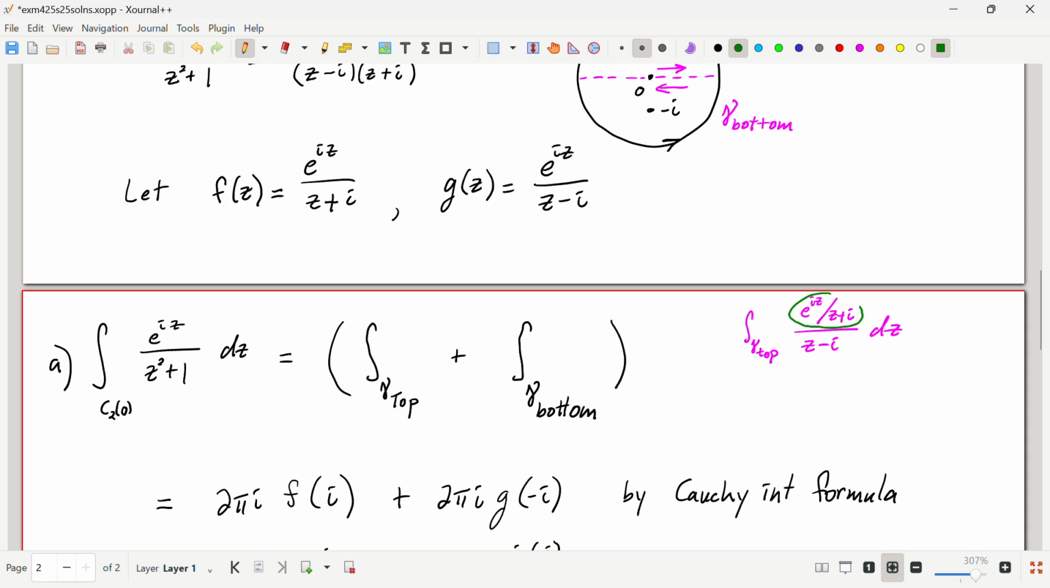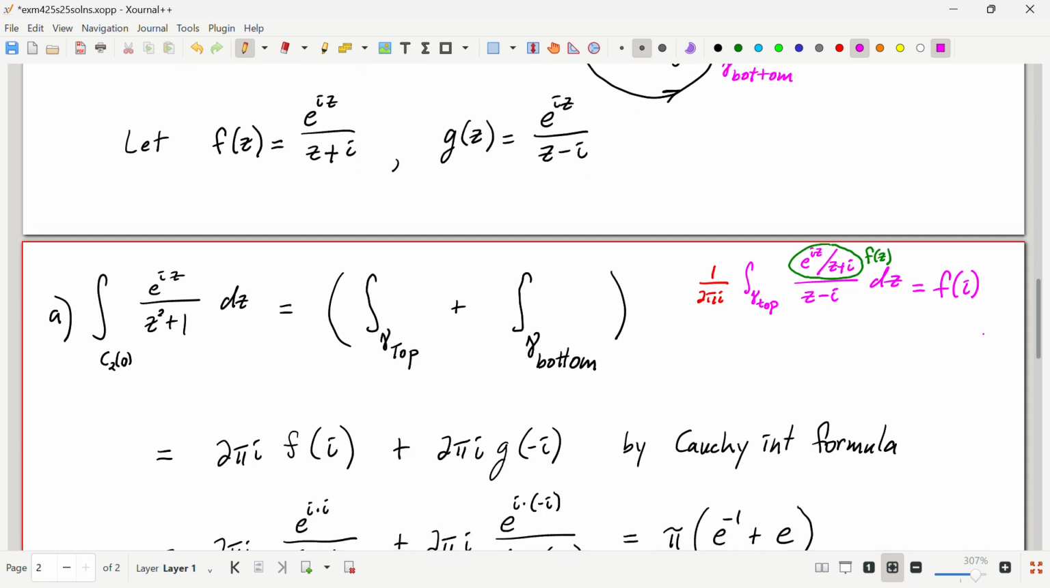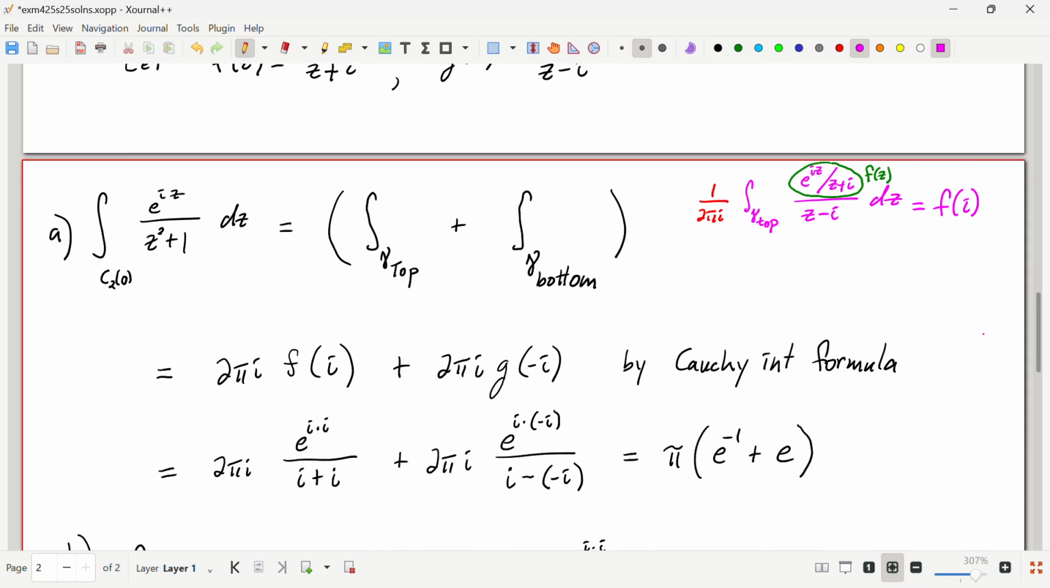And I'm calling this thing here my f of z, which is analytic in the top half. And if I put a 1 over 2 pi i here, then this would be equal to f of i. That's the Cauchy integral formula. You see that? And you can do the same thing at the bottom, except then the function would be the g. Okay. That's the easiest way to do that thing.